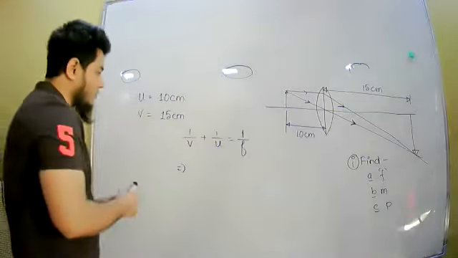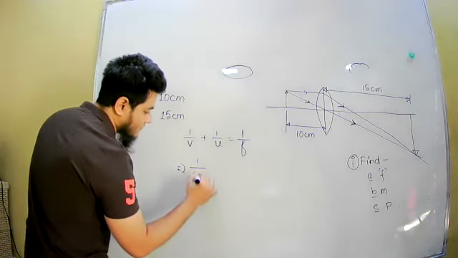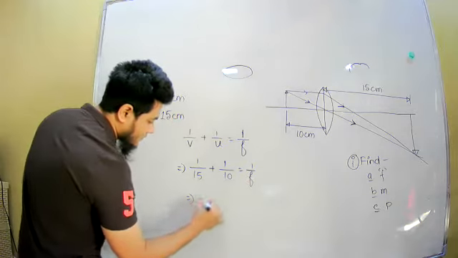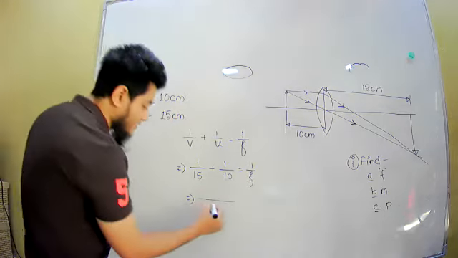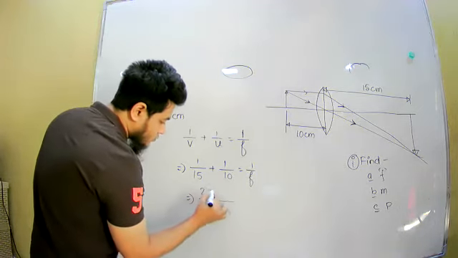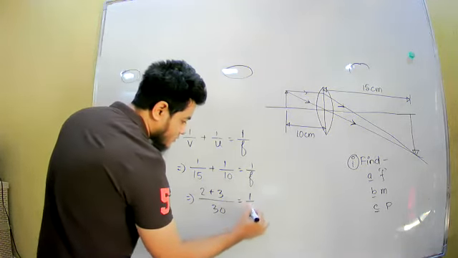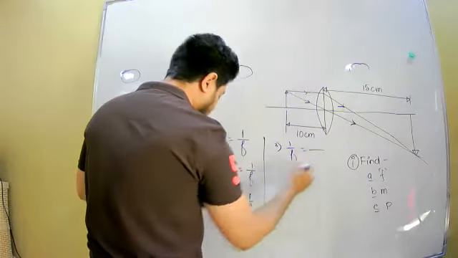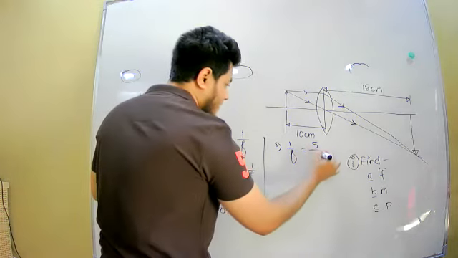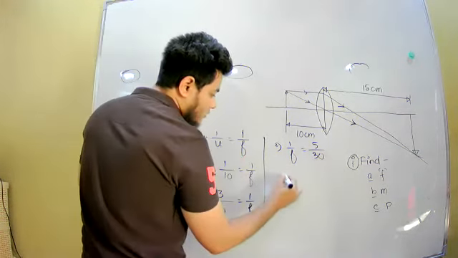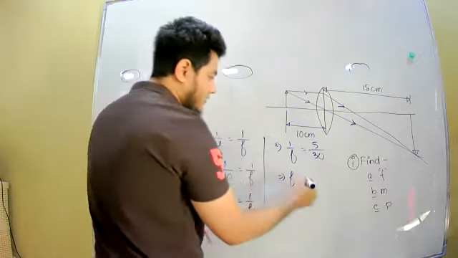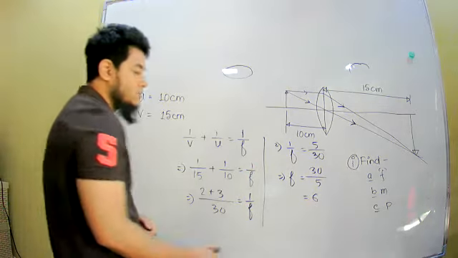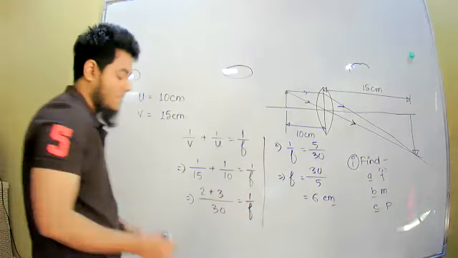সো এখন আমরা এই ভ্যালুগুলো বসাই। 1 by v, that is 1 by 15 plus 1 by 10 is equal to 1 by f. So 15, 10, LCM is 30. So 15 times 2 is 30, 10 times 3 is 30, so 3 plus 2, 5 by 30 is equal to 1 by f. So f will be equal to, if I inverse it, 30 divided by 5 equal to 6. So f is equal to 6 centimeter.